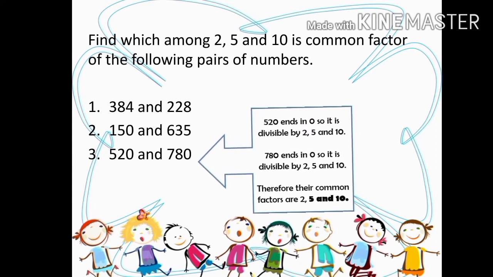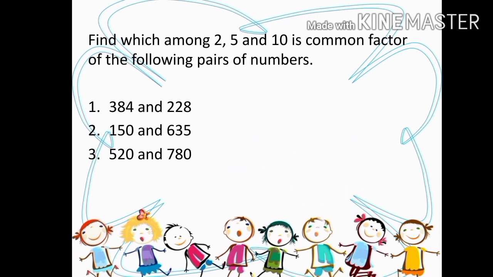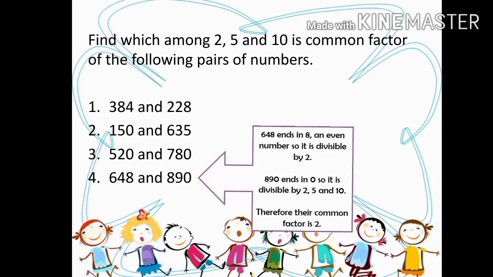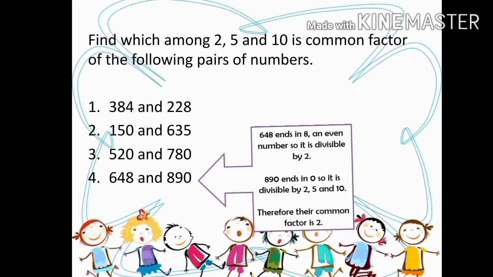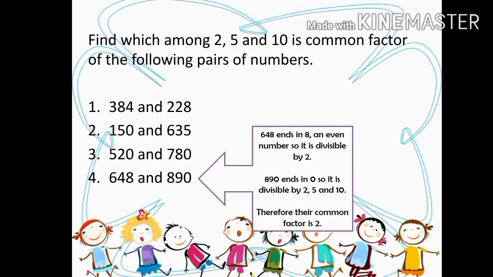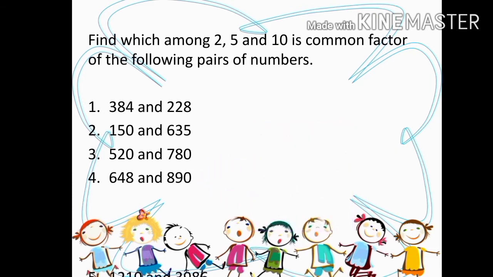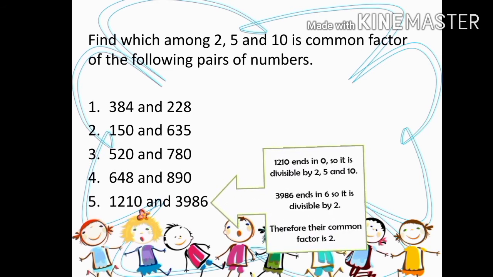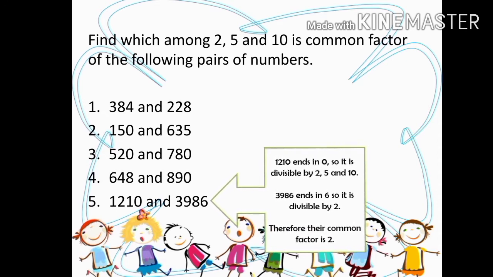How about item number 4? For number 4, we have 648 and 890. Yes, their common factor is 2. How about number 5? 1,210 and 3,986. Their common factor is 2.